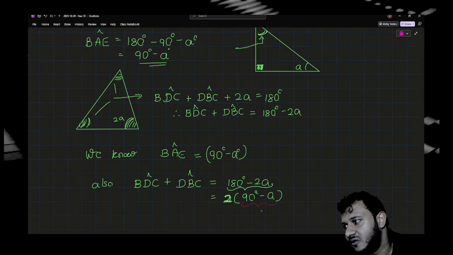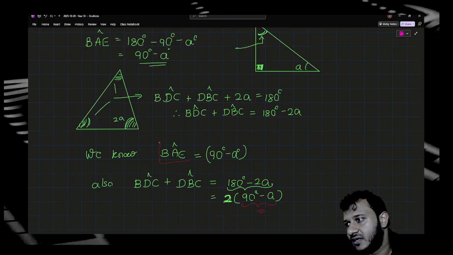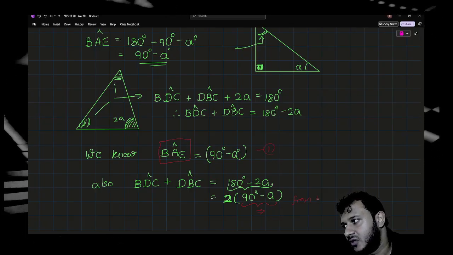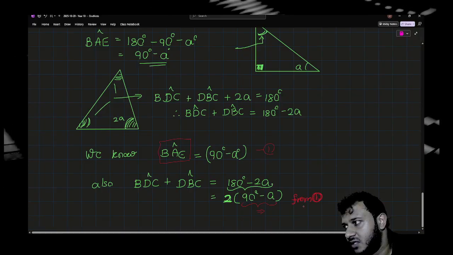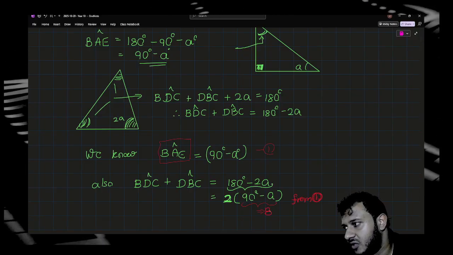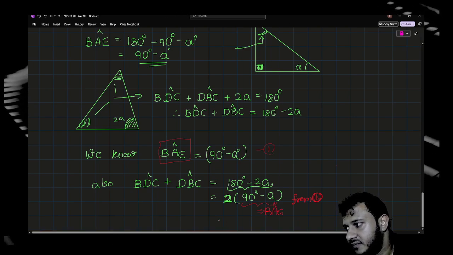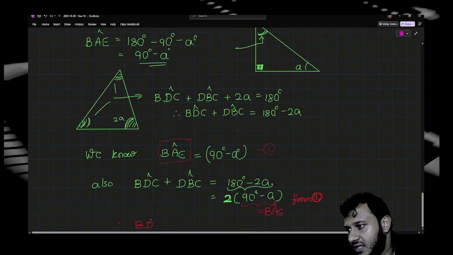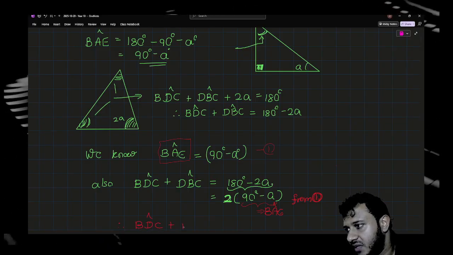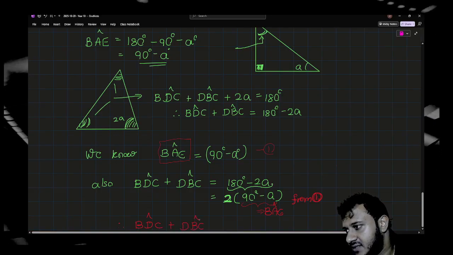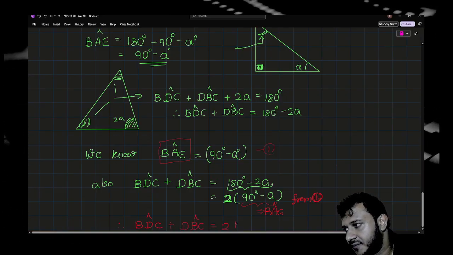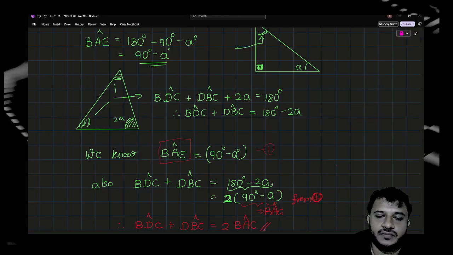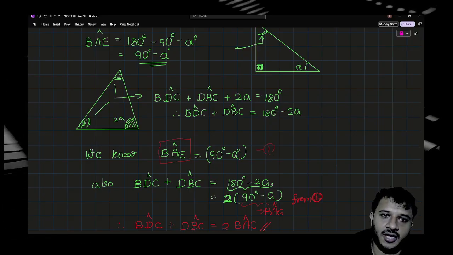90 minus A is equal to, we can see here, Pute, BAE angle. Let's say this is the first one, from equation 1. This is equal to what? BAE angle. Then, Pute, we can write down, therefore, BDC angle plus DBC angle is equal to twice BAE angle. That's it, Pute. That's how we write it. Everybody got the idea?